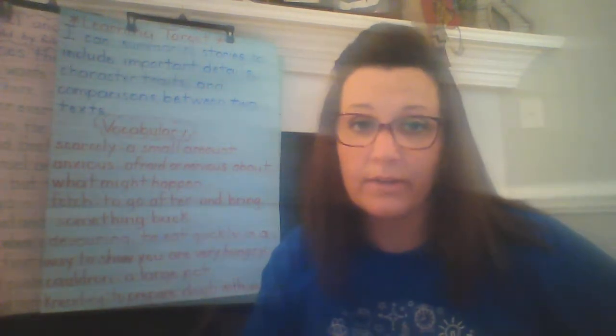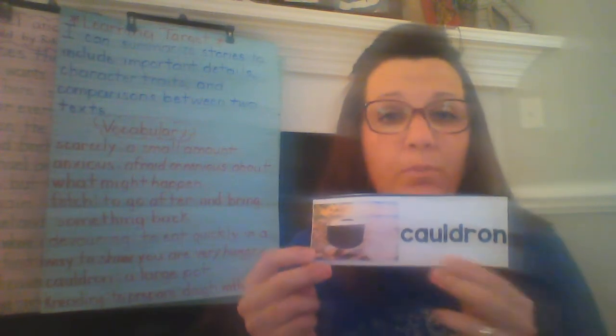We have two more. The next one is cauldron. And a cauldron is a big pot. It doesn't have to be black, but a lot of times we think of it as a big black pot. And the little lady was using a cauldron to boil her water.